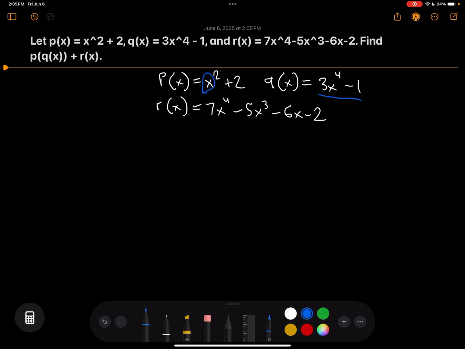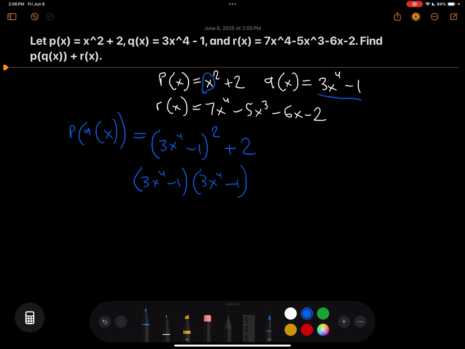If we were to substitute q of x into p of x, it would look like this. P of q of x would be equal to, in parentheses, 3x to the fourth minus 1 squared plus 2. So this is our p of q of x. We can then expand this product here just to get a simplified result. This is the same as saying 3x to the fourth minus 1 times 3x to the fourth minus 1 again.